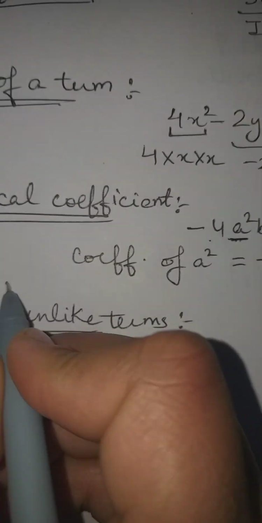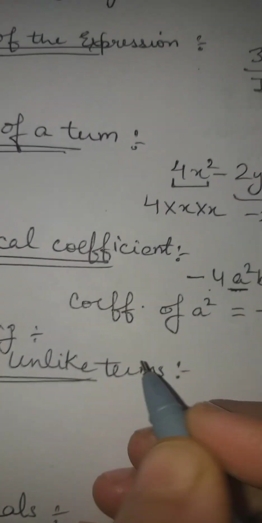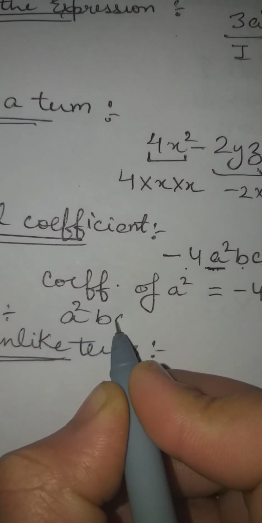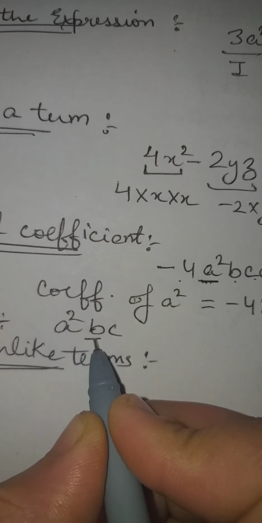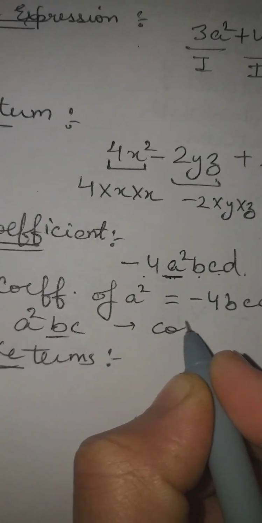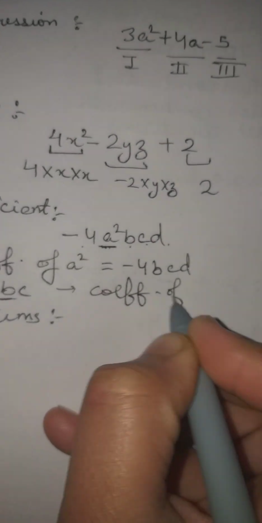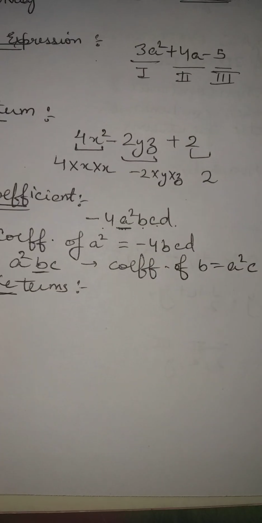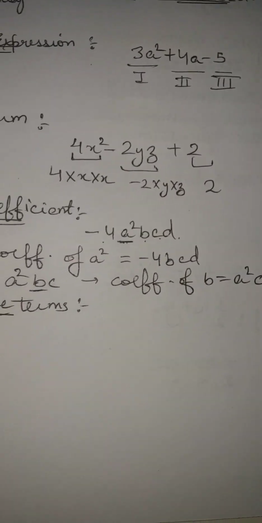One more example. If I have a square bc, and I have to write down the coefficient of b, then the coefficient of b is a square c. I hope you will understand the numerical coefficient.